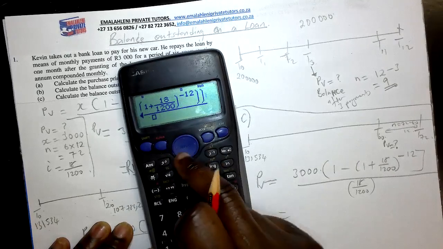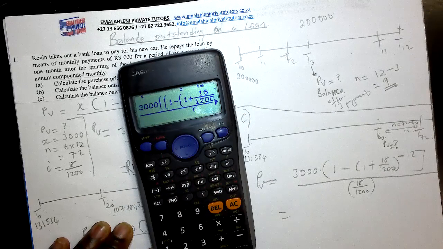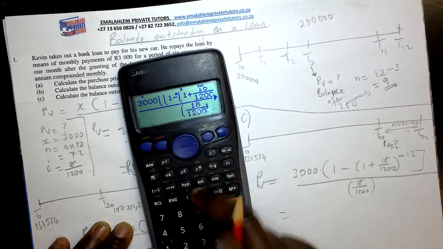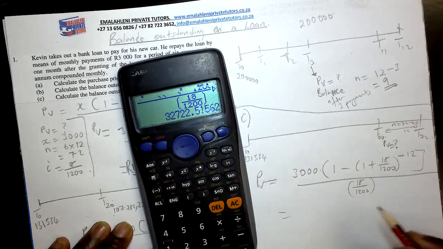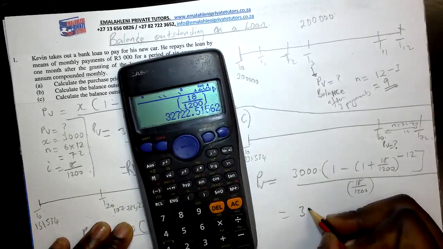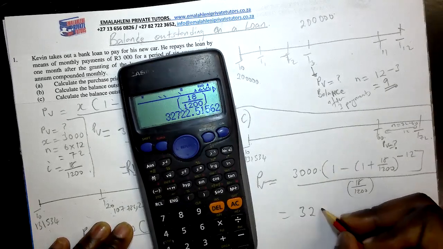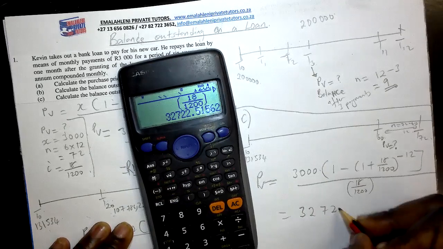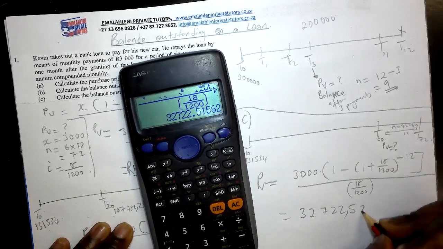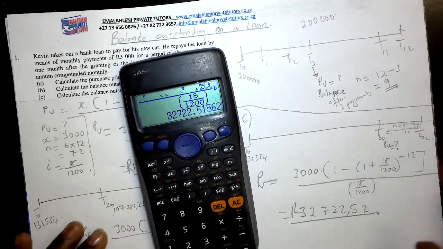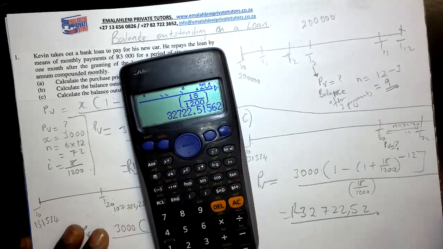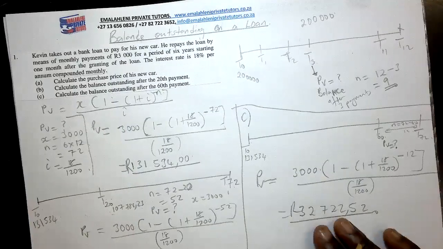Some of you are very good at doing this, but the problem comes when you write something that is not visible. I don't know what we must do when we're marking. You write something that is not visible at all. So Kevin is owing 32,722.52 rand. So you can see that this amount is actually decreasing as time goes on. This amount here is decreasing with time.